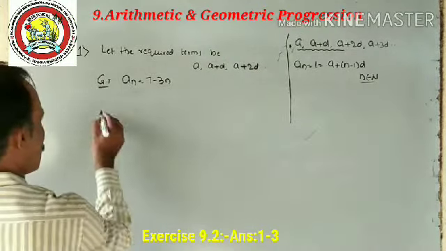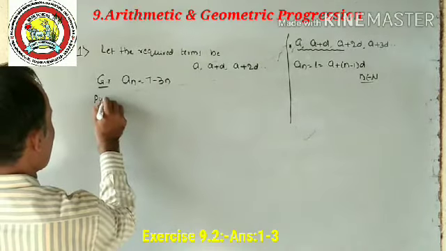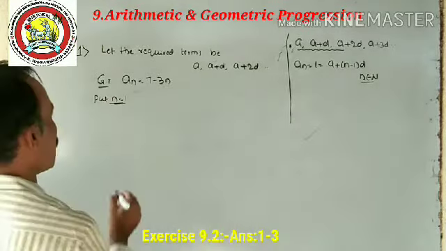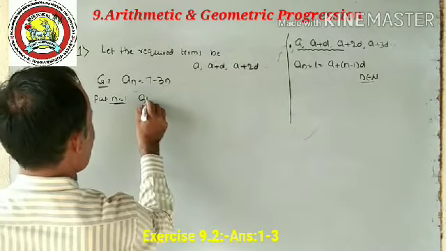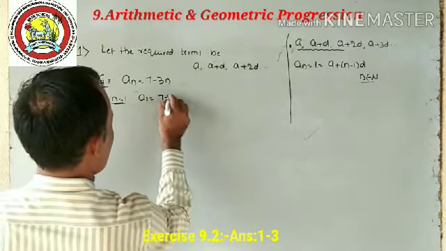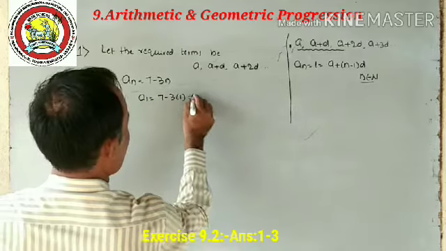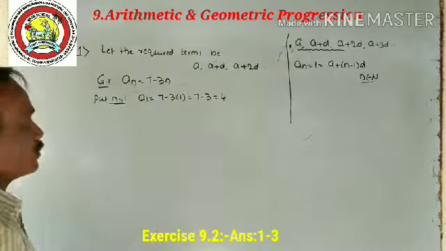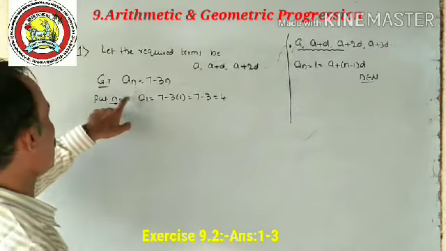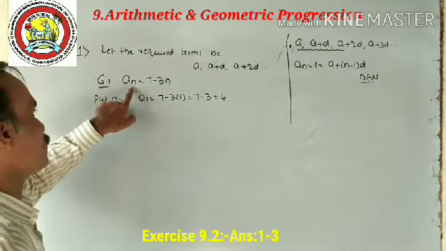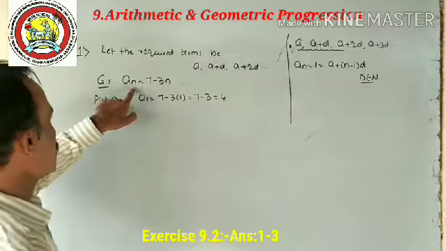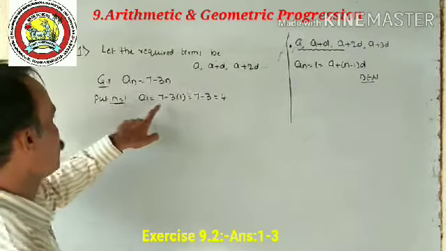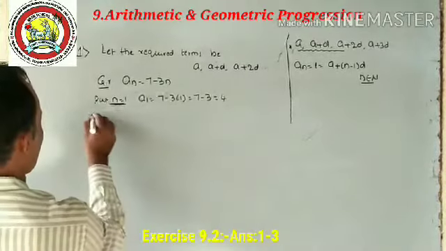a means first term. Put n is equal to 1 in the given nth term. So a1 is equal to 7 minus 3 into 1, that is 7 minus 3, which is equal to 4. So we replace n is equal to 1 in the given relation an is equal to 7 minus 3n.